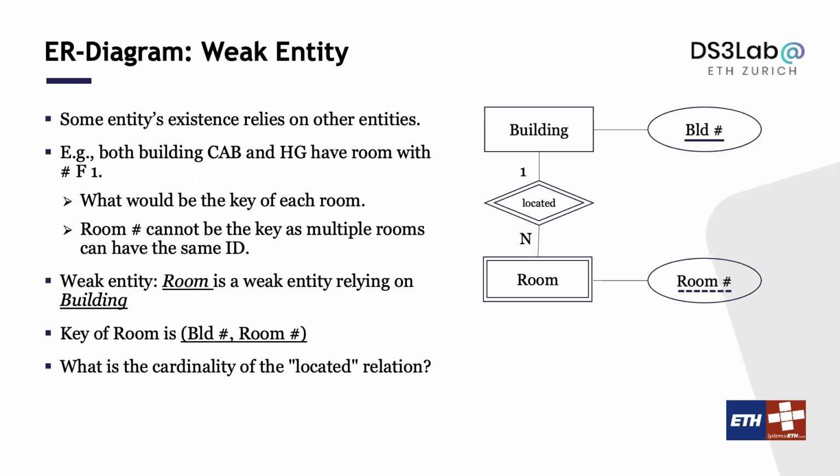One thing that is interesting is the cardinality of the located-in relationship. Here it's always many to one from room to building, because one building can have multiple rooms, but one room appears in only one building. So the cardinality of this is actually many to one.